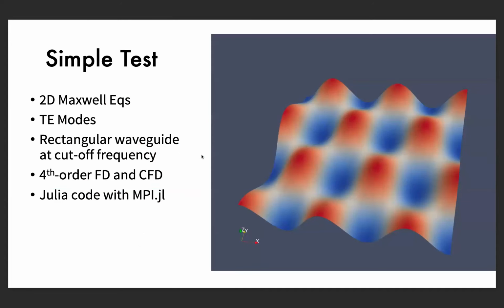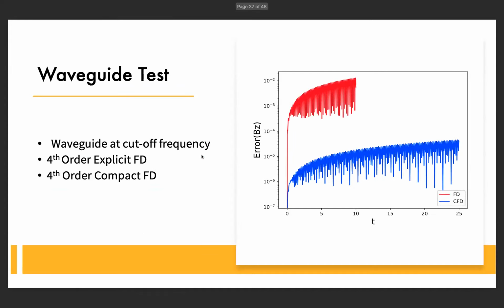As a fun test problem, I've been looking at the Maxwell equations. I did a run in 2 dimensions of a rectangular waveguide with an odd number of modes in each direction, using a 4th order explicit finite difference scheme and a 4th order compact finite difference scheme. This was run at the cutoff frequency, so it's a true 2-dimensional problem. And this shows the error relative to the exact solution.